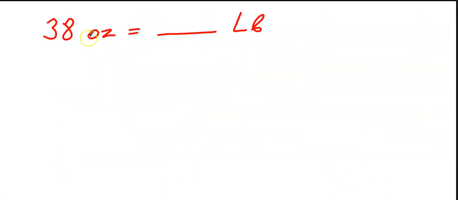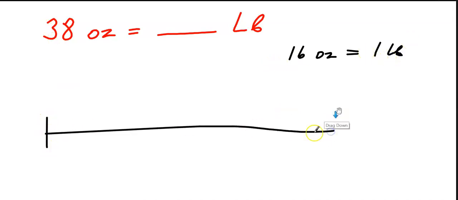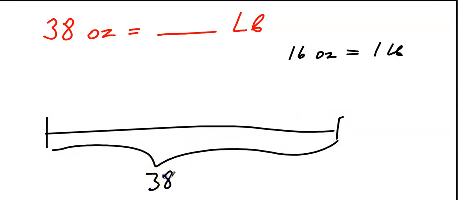Here's the next problem. Remember that ounces and pounds are related like this: 16 ounces equal 1 pound. 1 libra, which is 1 pound, is 16 ounces. We have 38 ounces. We need to know how many times 16 can squeeze into it, because every 16 ounces is 1 pound.